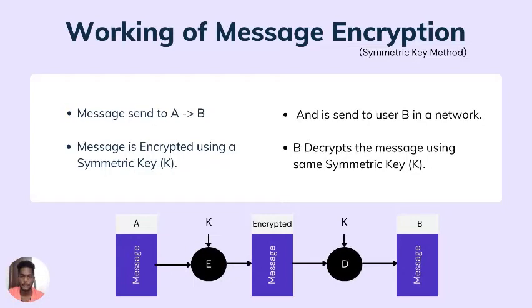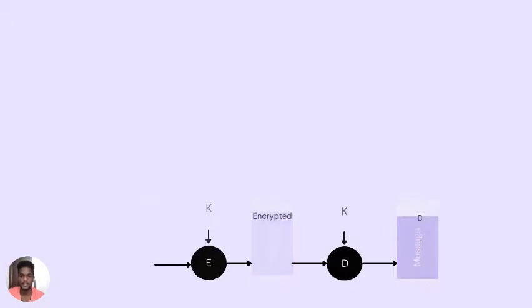So, the working of message encryption. In this encryption there are two scenarios: the symmetric key method and the asymmetric key method. The message is between two users and the message is encrypted using a symmetric key K and sent to user B in a network. B decrypts the message using the same symmetric key K which was used by A to encrypt, and he will receive the plain text.